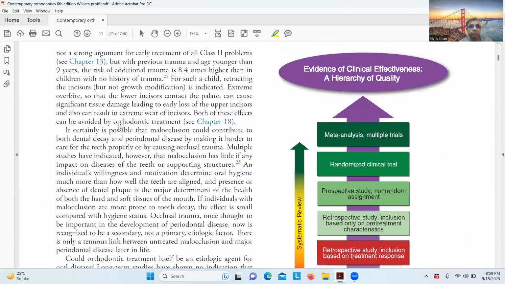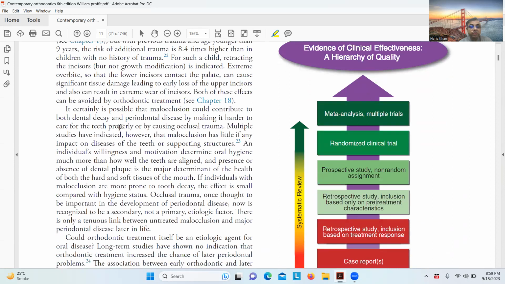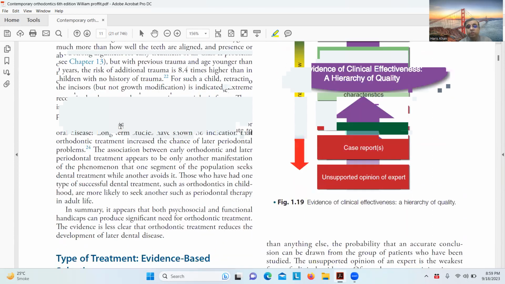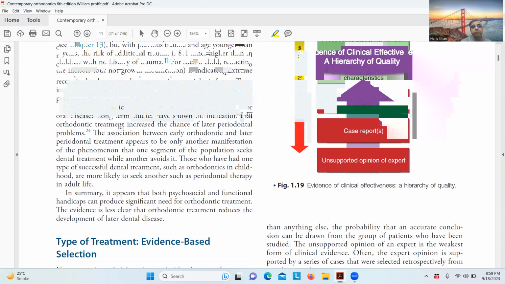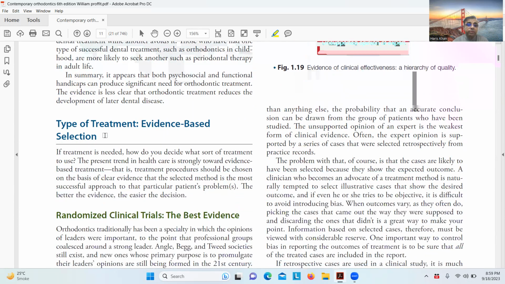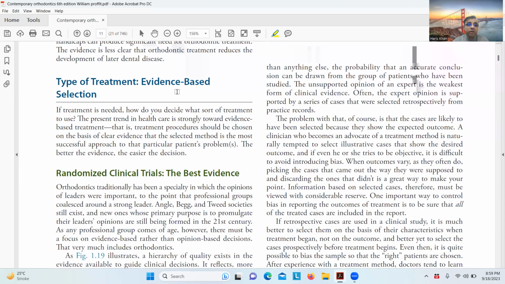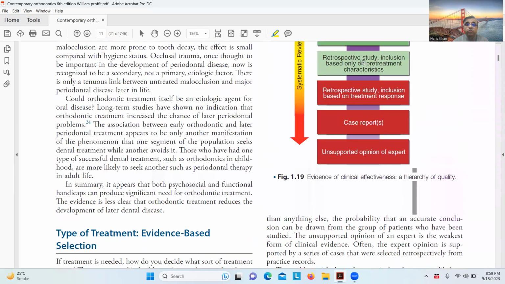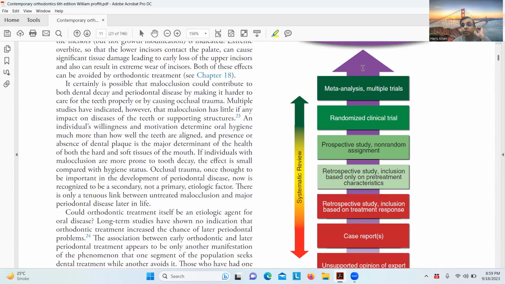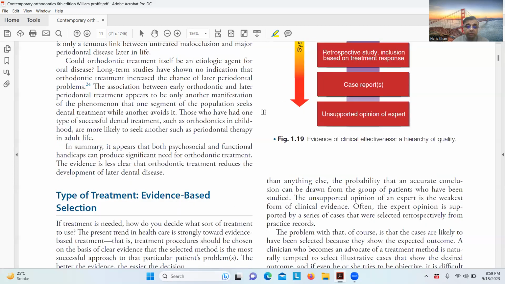Nothing here is coming in the post-grad level exams, right? Even in the undergrad level exams, these paragraphs can be a part of discussion, but not a typical question. So, treatment: evidence-based selection. You must know the definitions, like what a meta-analysis is, right? What is a randomized clinical trial?